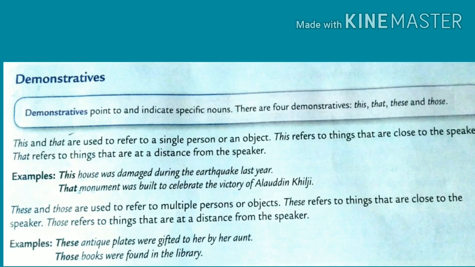Example: These antique plates were gifted to her by her aunt. These antique plates are very near to her, but plural in form, so she used these. Those books were found in the library. Those books were not near to them, and also plural in form, so they used those. See the nouns in the two sentences: plates are plural, so they used these. In the second sentence also, books are plural, so they used those. Are you clear? Shall we see some exercises?